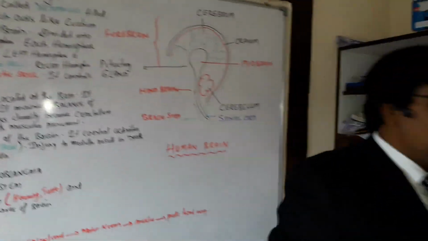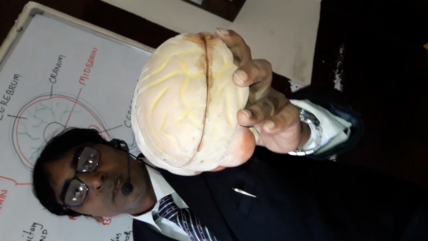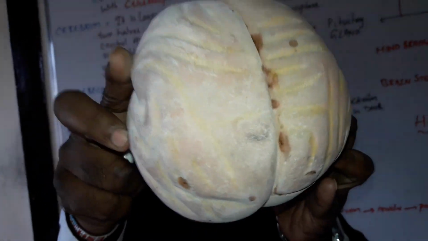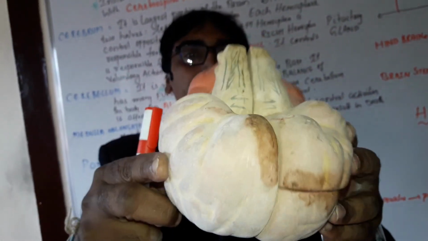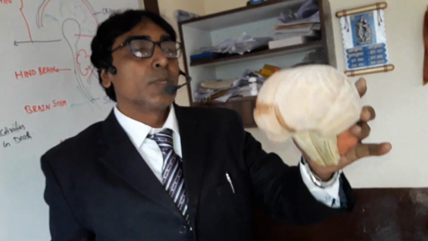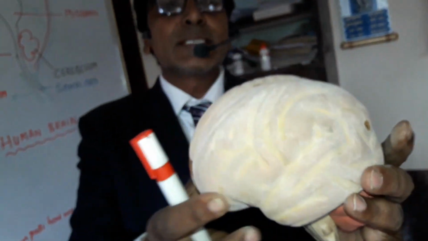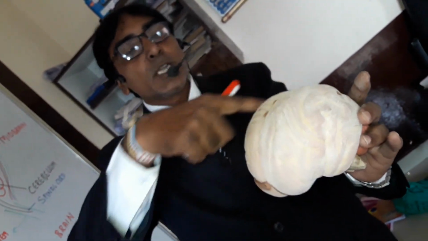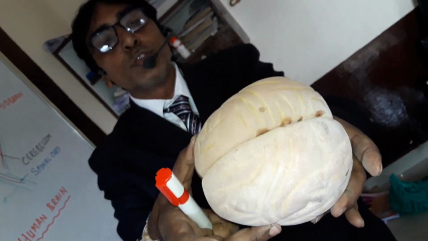You can see, for example, the structure of the brain, right from the top to the bottom. These are the different parts we will learn one by one. Now the first part is the cerebrum. You can see from the model itself, it is the largest part of the brain. This is the cerebrum of the human body.